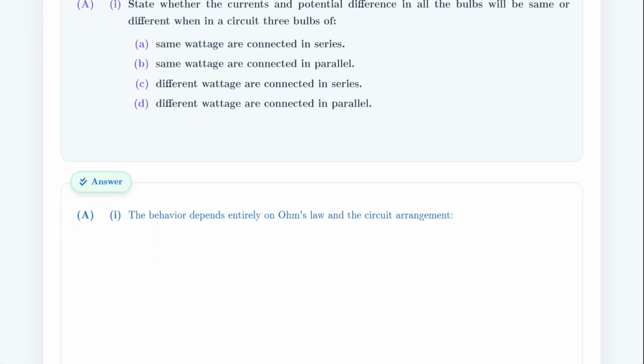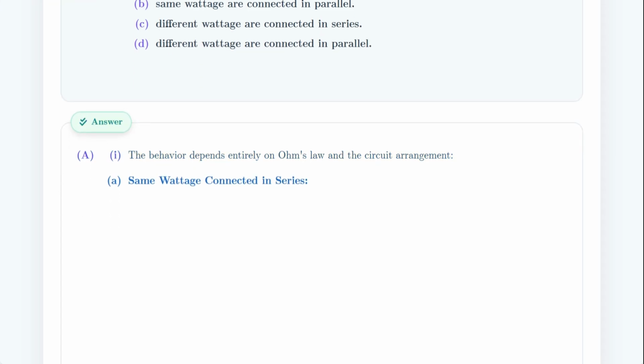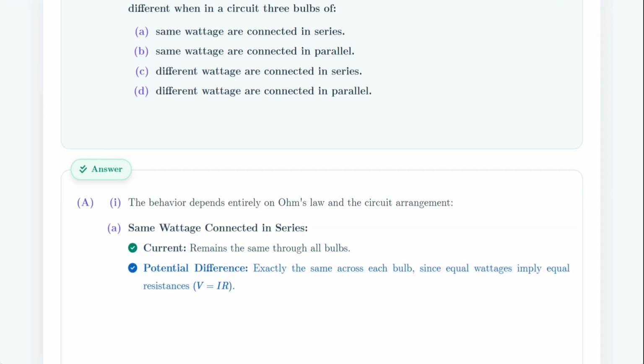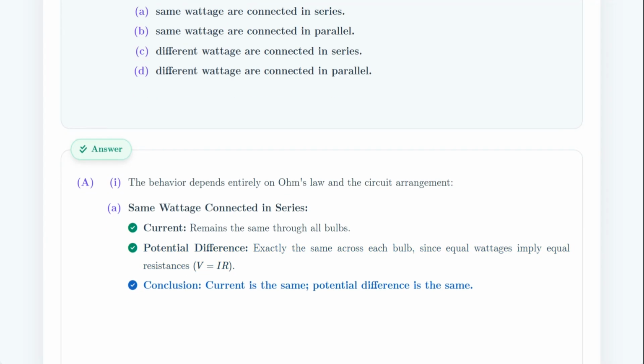Let's dive into the answer for Part A. The behavior depends entirely on Ohm's law and the circuit structure. For same wattage bulbs in series, the current remains the same through all bulbs. And since their resistances are equal, the potential difference across each bulb is exactly the same. In conclusion, current is the same and potential difference is the same.